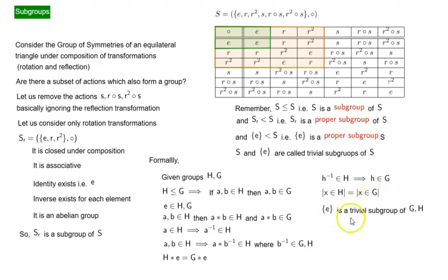And just the identity is a trivial subgroup of G and H. And G is a trivial subgroup of G, which means H is a trivial subgroup of H as well. So that is subgroups. Now, as an exercise, what you can do is look at the various examples of groups that we have seen and try to identify the subgroups in them. That was subgroups.